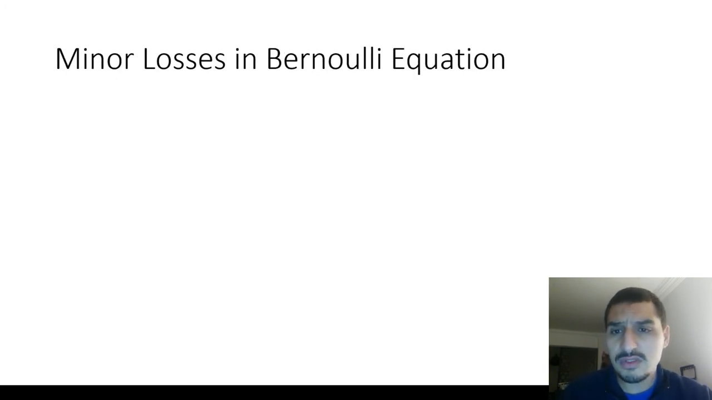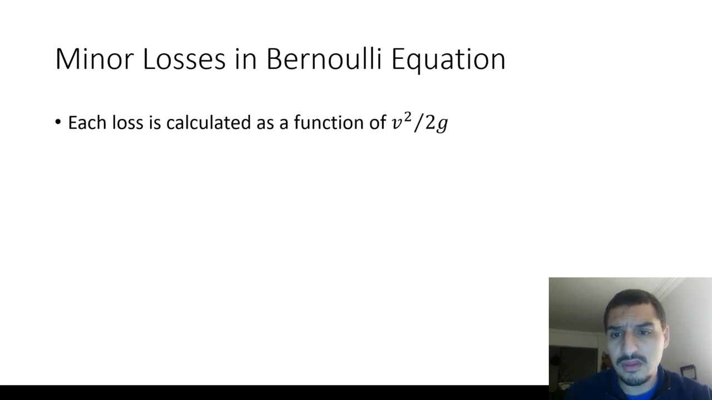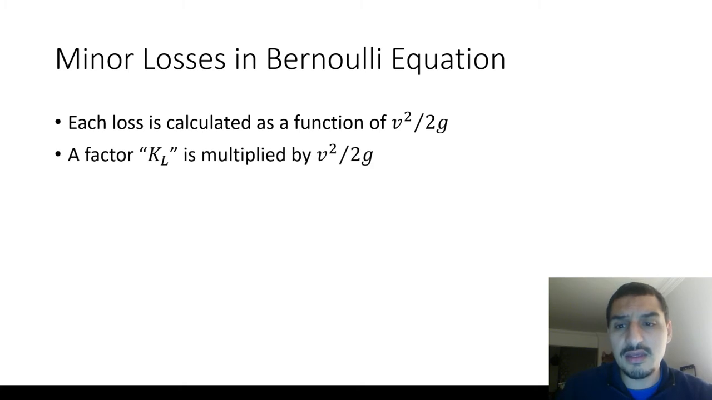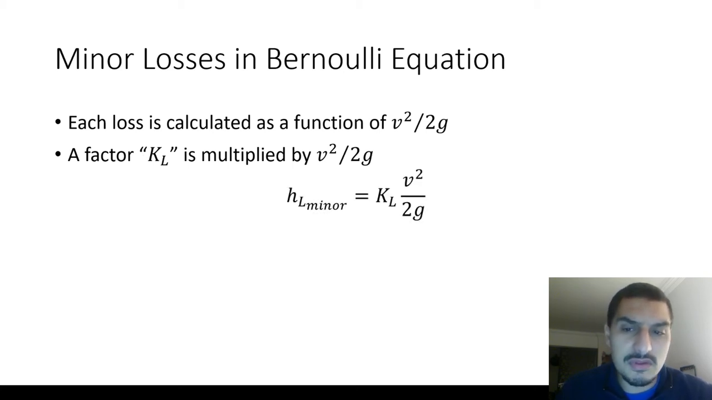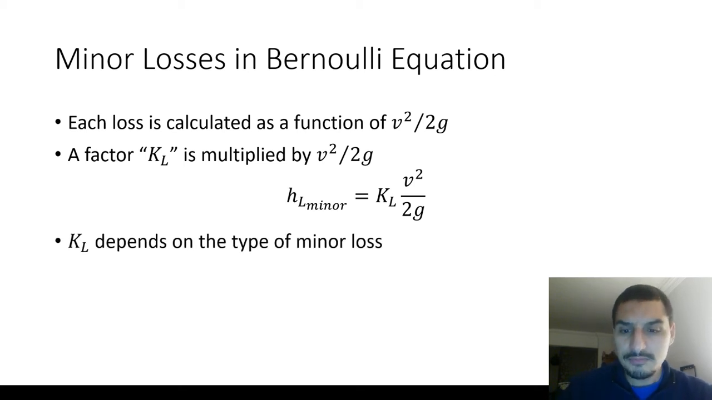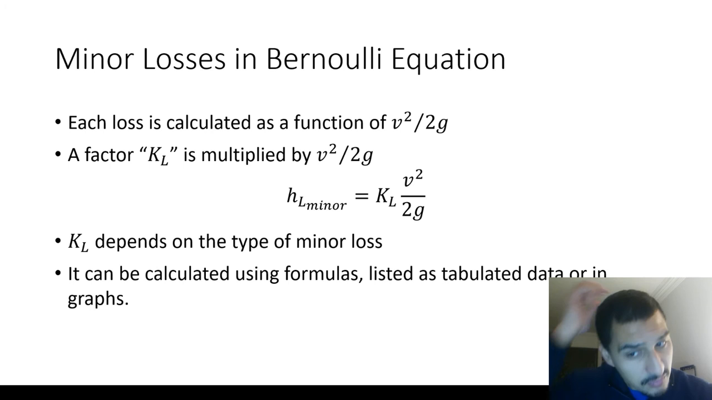So in the Bernoulli equation, the losses are calculated as a function of v squared over 2g, and we multiply v squared over 2g by KL, which is just a factor that takes into consideration the losses due to the different types of losses that we just talked about. It depends on the type of minor losses, and it can be calculated either using formulas or from tabulated data or from graphs, as we will see in the next slides.